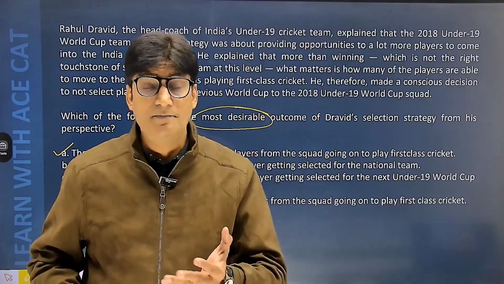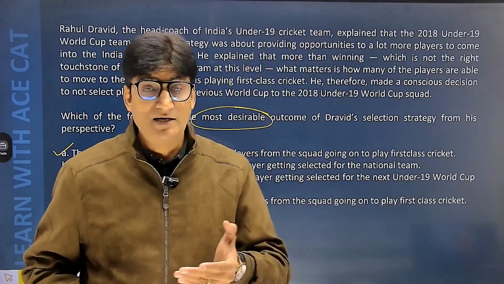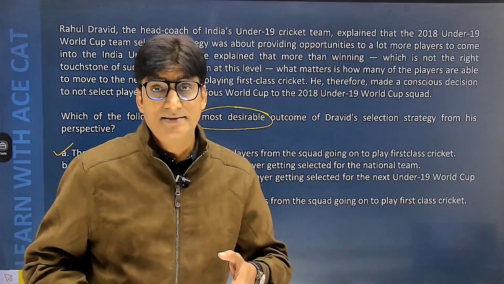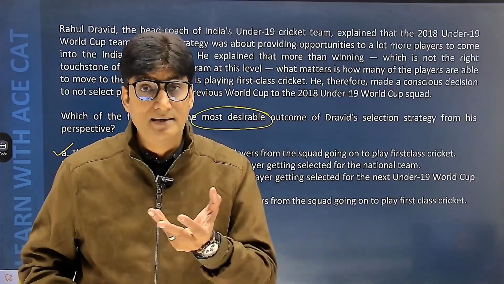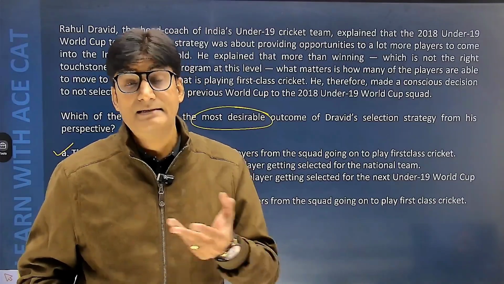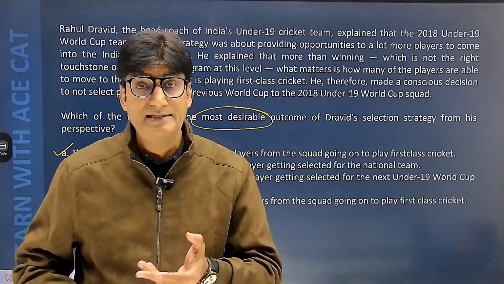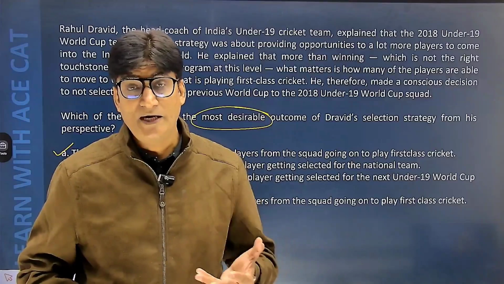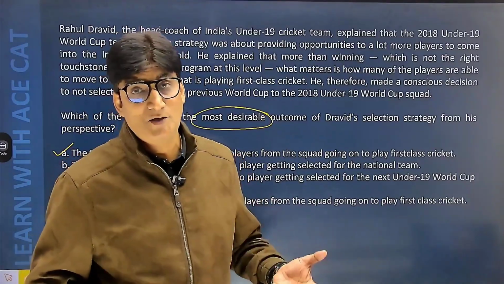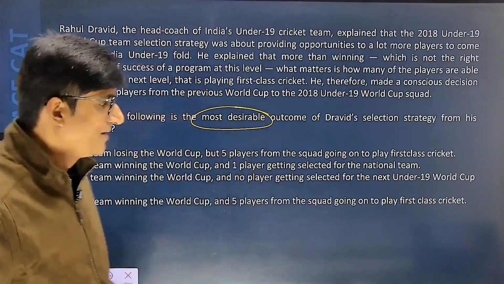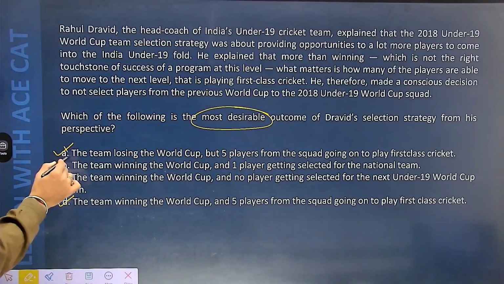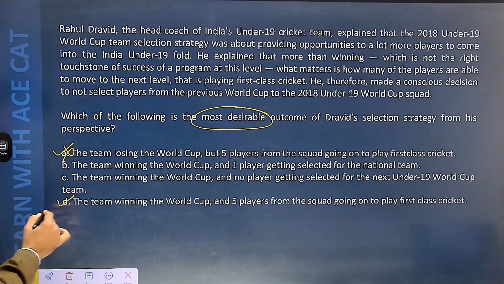That means the icing on the cake. Normally, students, if 5 players get selected for first-class cricket, that itself is sufficient to make Rahul Dravid happy. But still, when I say most desirable, how good it would be if we also win the Under-19 World Cup and 5 players also get selected for first-class cricket, isn't it? So I think that becomes the most desirable outcome. So students, the first option is indeed not the correct answer. The correct answer is the fourth option.